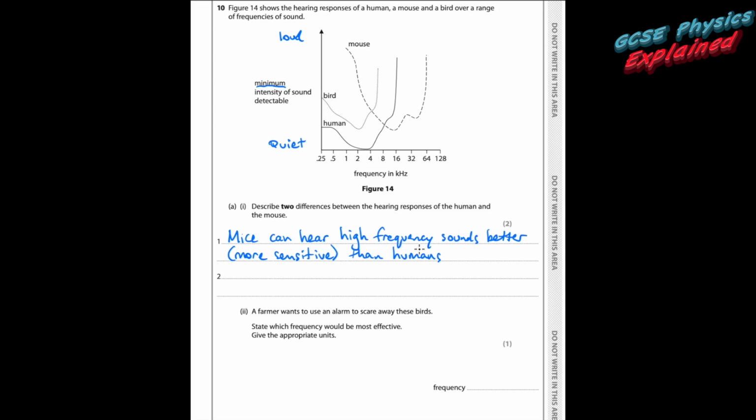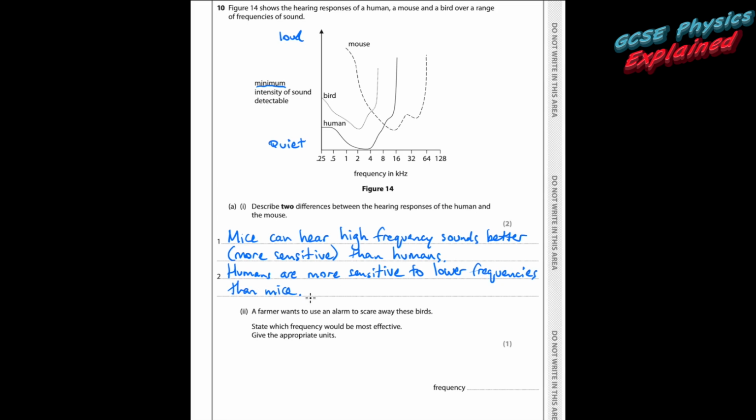So mice can hear high frequency sounds better than humans. They're more sensitive to high frequency sounds. Humans are more sensitive to lower frequencies than mice. Now, to be honest, the examiners might consider those to be the same point, but like the opposite thing. So you might only get 1 mark for that.